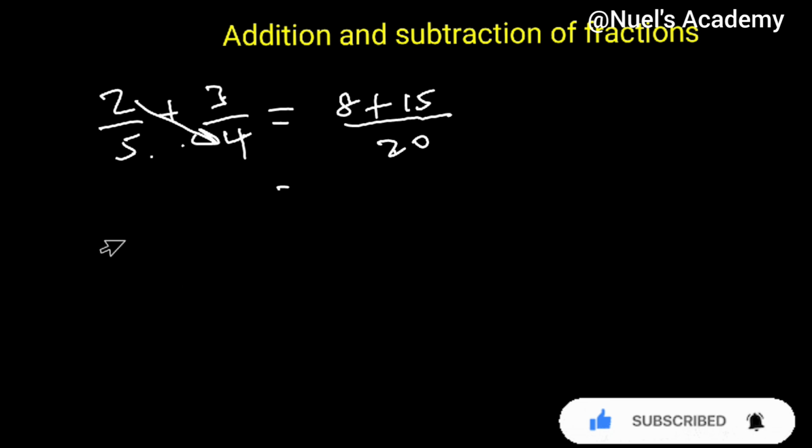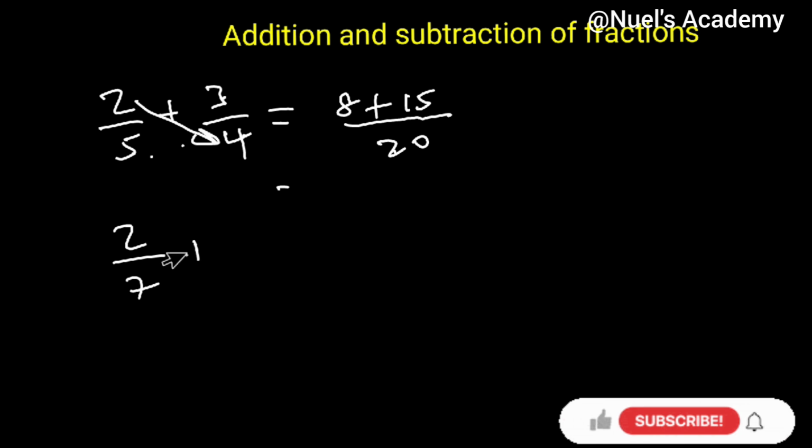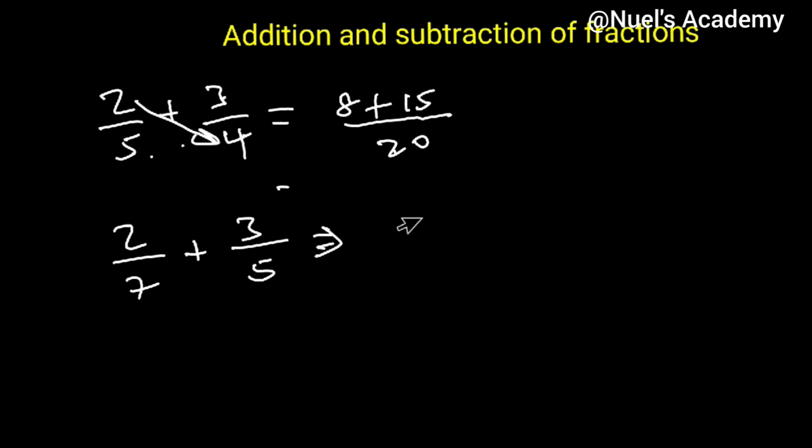So let's go ahead and solve 2 over 7 plus 3 over 5. I want you to try this one out. Pause this video and try it. So it's either you find the LCM or you just do the second method I showed you. So let me do that second method.